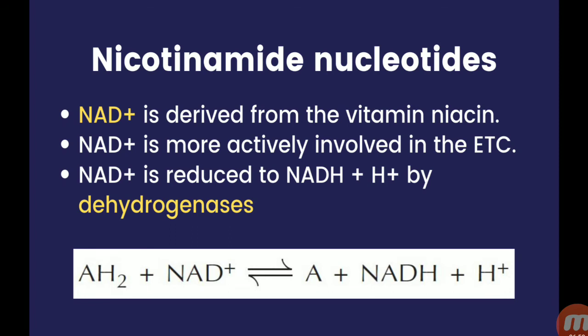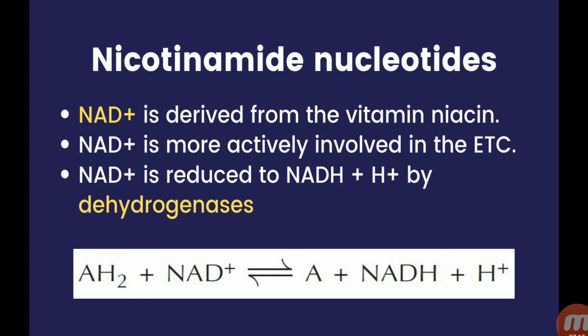This NAD plus is reduced to NADH plus H plus by dehydrogenases with the removal of two hydrogen atoms from the substrate AH2. As you can see in the equation, from the AH2, that is the substrate, these two hydrogens are removed, and then they are taken up by this NAD plus, so it forms NADH plus H plus.